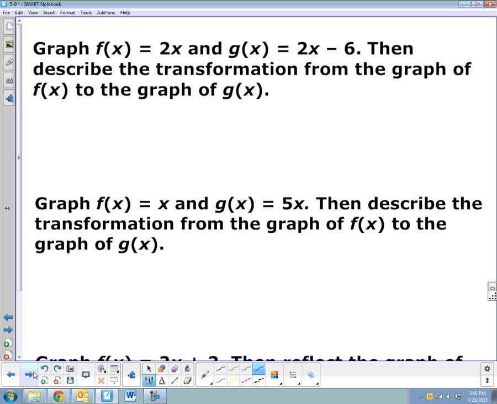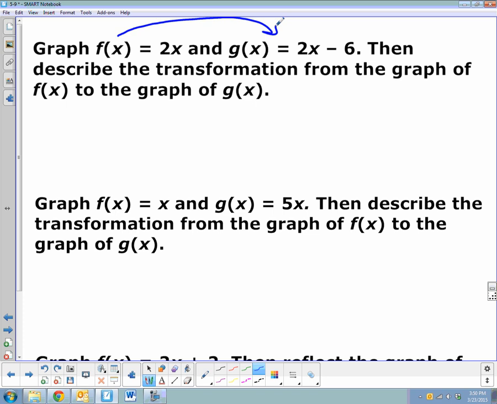Okay, a question that you would see looks like this. It says graph f of x equals 2x, so you would make a graph, and g of x equals 2x minus 6. Then describe the transformation from one graph to the other, so from f of x to g of x. I'm not going to graph it right here just for time, but if we're going to describe the transformation, we've got to figure out how it got there.